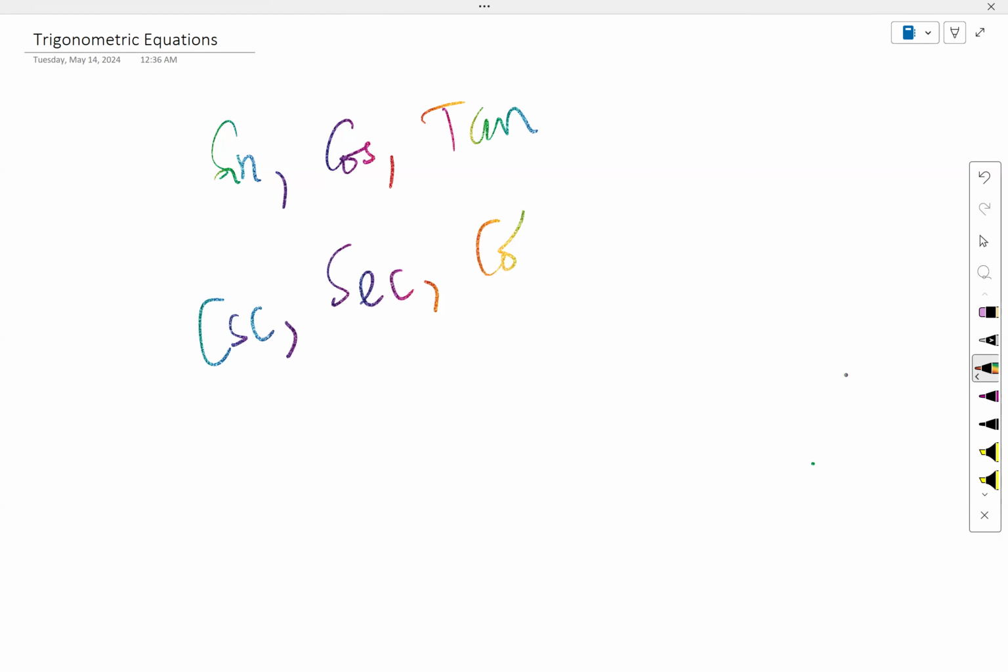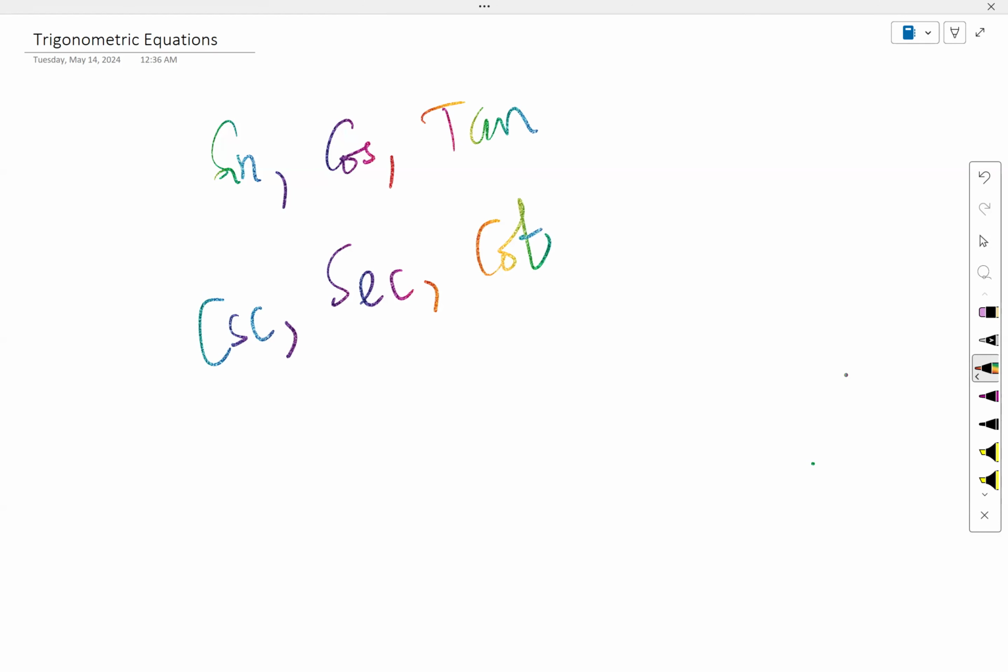Trigonometric equations are simply equations which involve the six trigonometric ratios, that is sine, cosine, tangent, and of course, their reciprocals. The reciprocal of sine is cosec. The reciprocal of cos is sec, and the reciprocal of tan is cotangent.